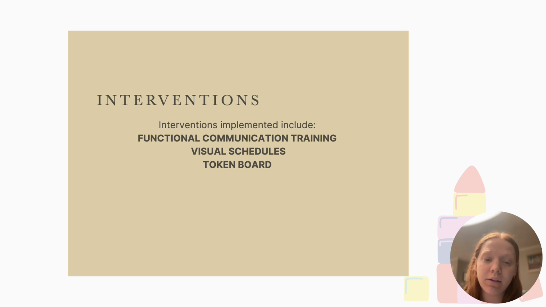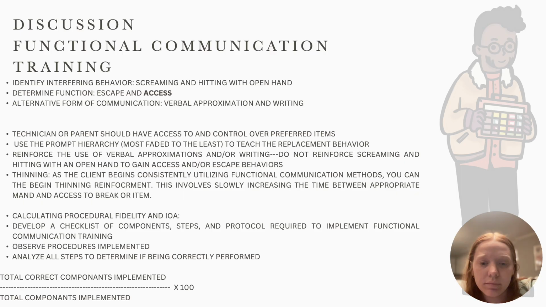Interventions implemented include functional communication training, visual schedules, and we have recently added token boards. So let's begin with talking about functional communication training. First, we want to identify interfering behavior, which for our client is screaming and hitting with an open hand. Then we want to determine the function, which for our client is escape, but primarily access. What is an alternative form of communication for our client?